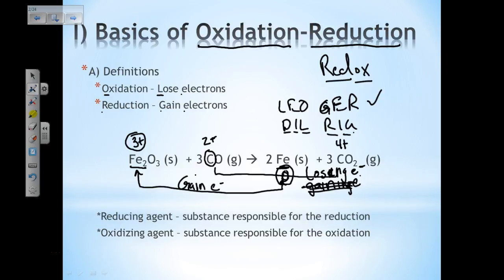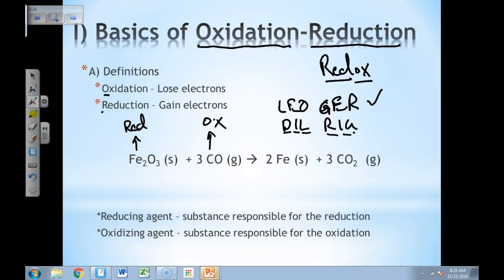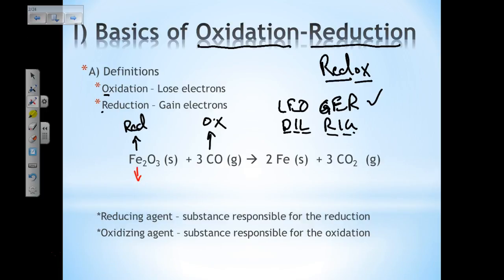Okay, the reducing agent and the oxidizing agent, now this is where it gets awfully fun. Let me erase this stuff here. What we know here is iron is being reduced and carbon is being oxidized. So now in red, I'm going to show you that iron is the thing that is causing the oxidation. If iron weren't in here, the oxidation wouldn't occur. So this is the oxidizing agent.